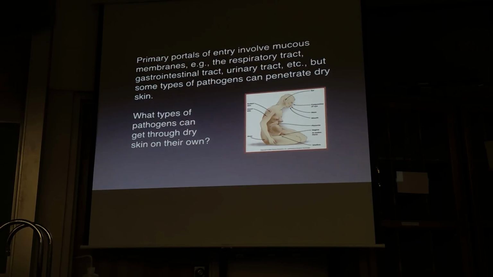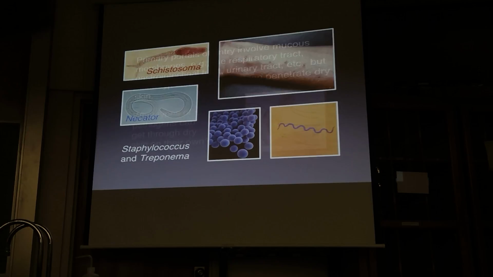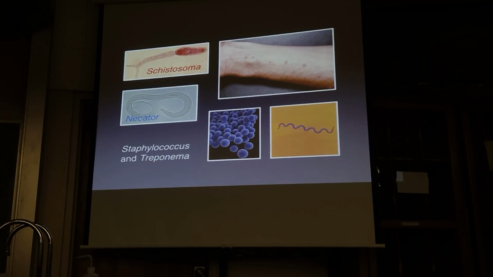What else can go through dry skin? Well, Staphylococcus can. They live on the surface of the skin, and so they can, under certain circumstances, go through the skin. So schistosomes, the blood flukes, Necator, one of the types of hookworm, but Staphylococcus can, also Treponema pallidum, which is the causative agent. And probably other spirochetes. There are other spirochetes associated with water, where when people fall into water, again, it's a wet situation, but they go through dry skin.